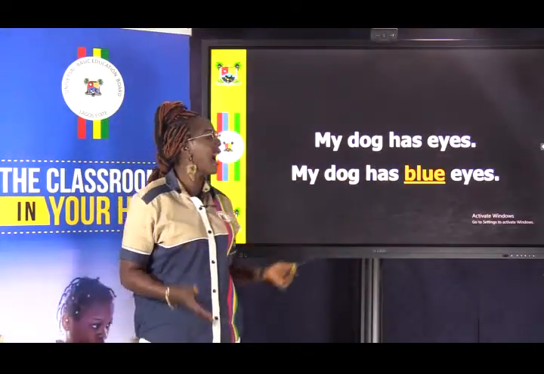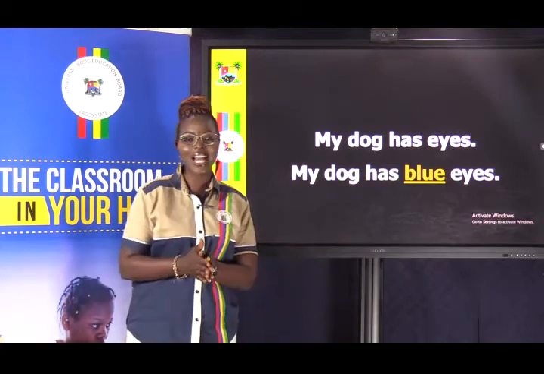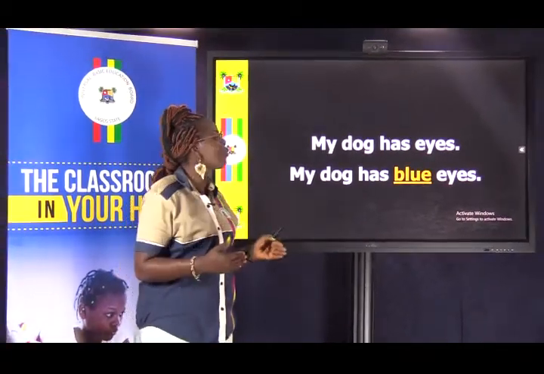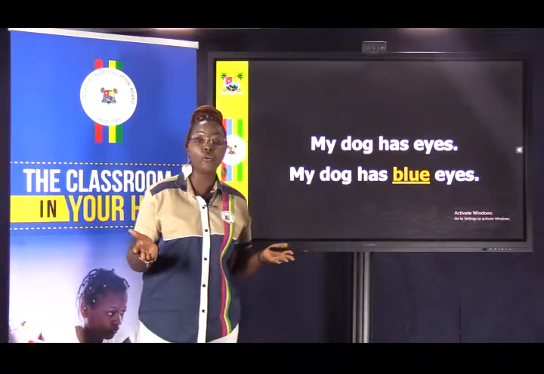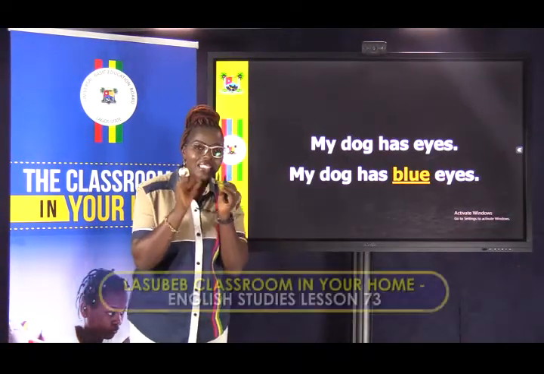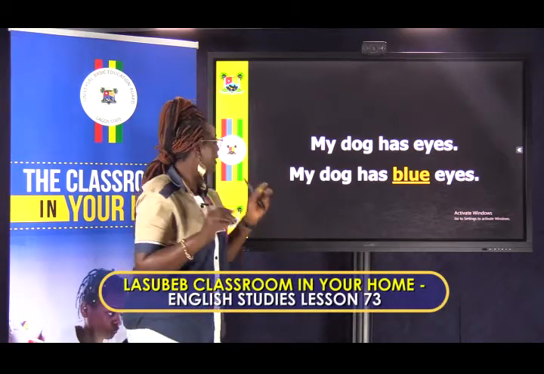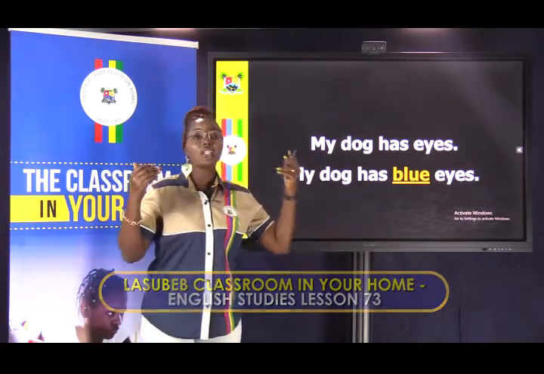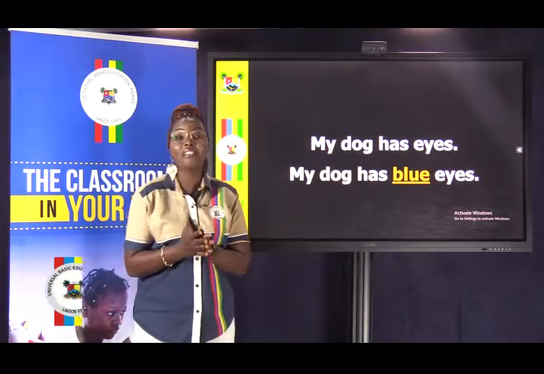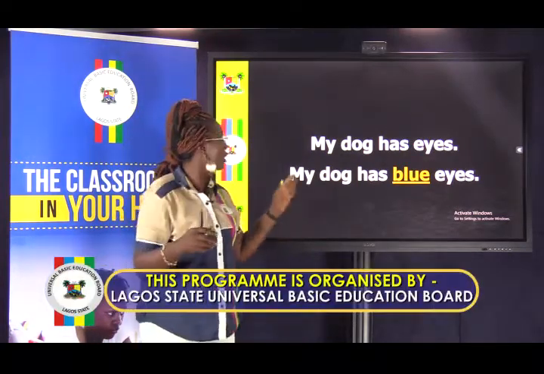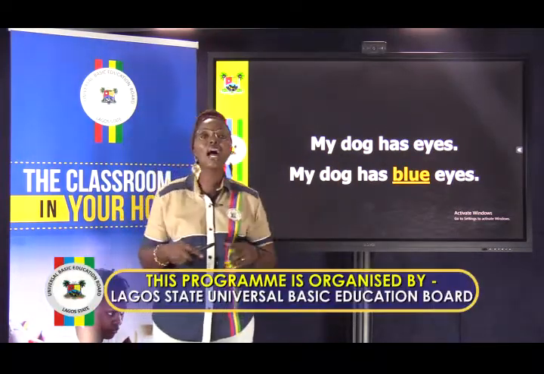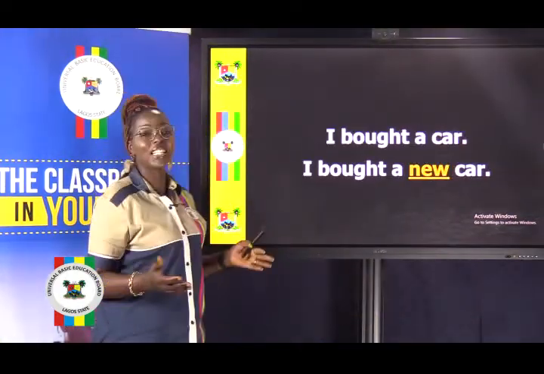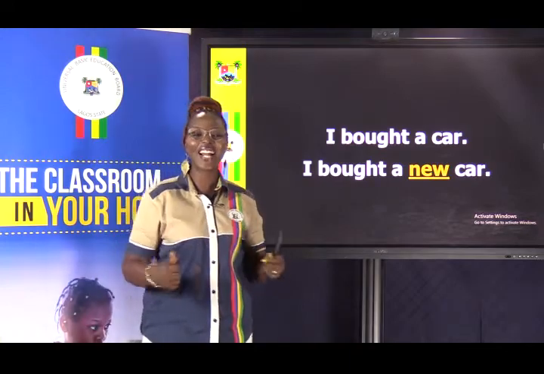Okay, another example. My dog has eyes. Of course, that statement is meaningful, right? Yes, but now we want to make it more meaningful. We want to add an adjective to that sentence. Let us look at it. My dog has blue eyes. So the dog is not only having eyes, but what? Has blue eyes. Okay, let us look at another example. Are you with me, children?